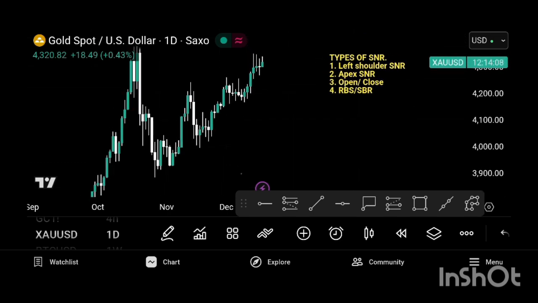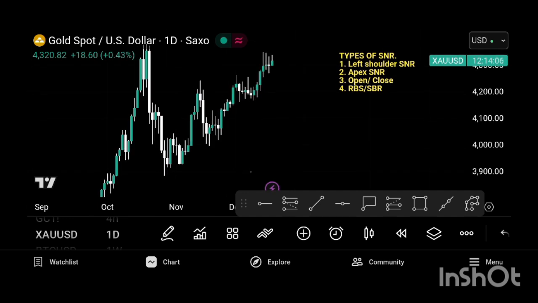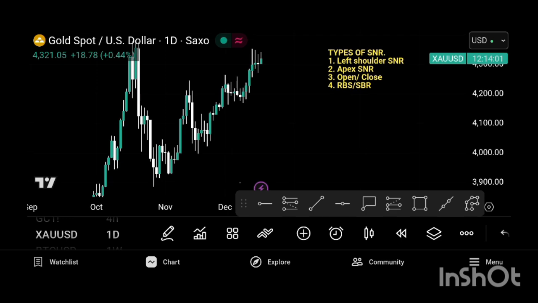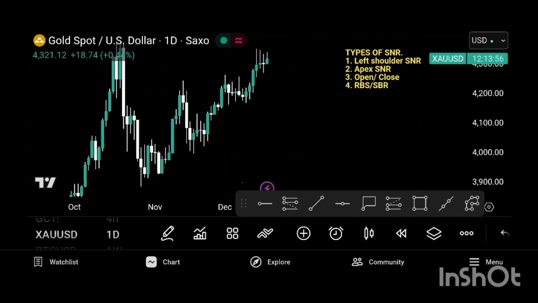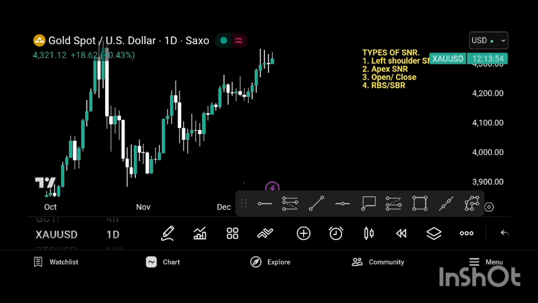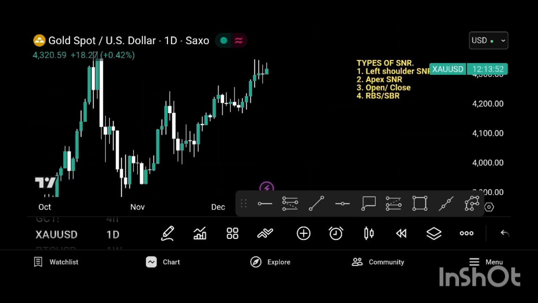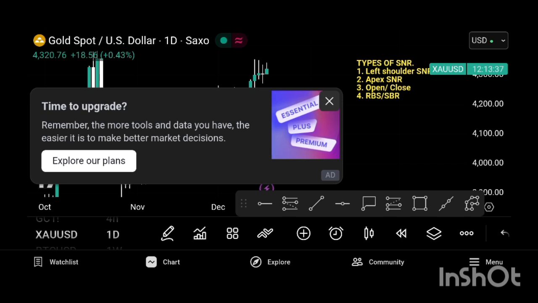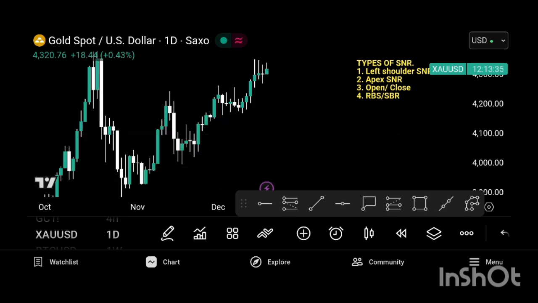Okay, the second type of support and resistance that we have is what we call the apex support and resistance, the apex SNR. Whenever we talk about apex, apex talks about the top of something, the extreme of something, the pinnacle of something. So when we talk about apex support and resistance, it refers to support and resistance that you can find at extreme levels in the market.